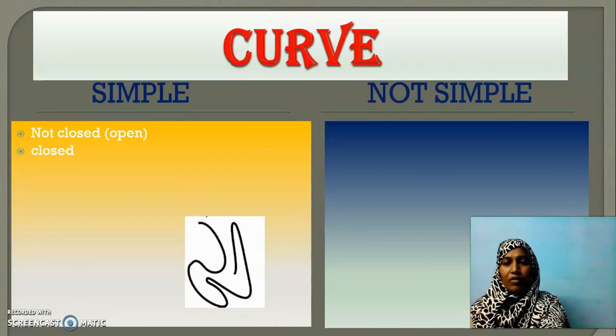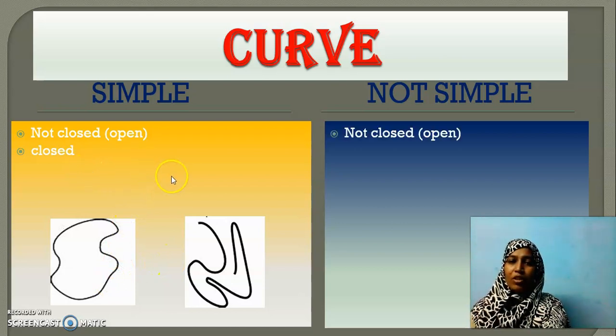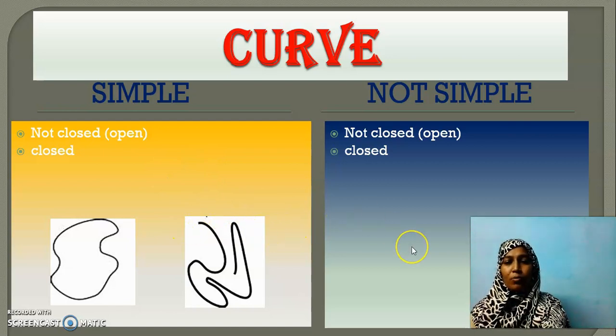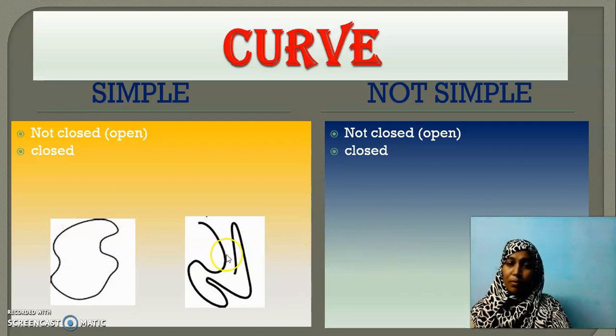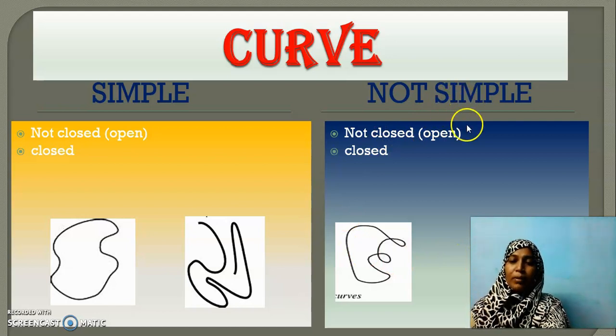So in previous class we started with surface and curves. Curves are of two types, simple curve and not a simple curve. In simple curve we have two types, open curves and closed curves. Similarly in not simple also we have open and closed curves. The difference between simple and non-simple curve is that there won't be any intersection in a simple curve, whereas in a not simple curve we have intersection. We have intersection points. Okay.